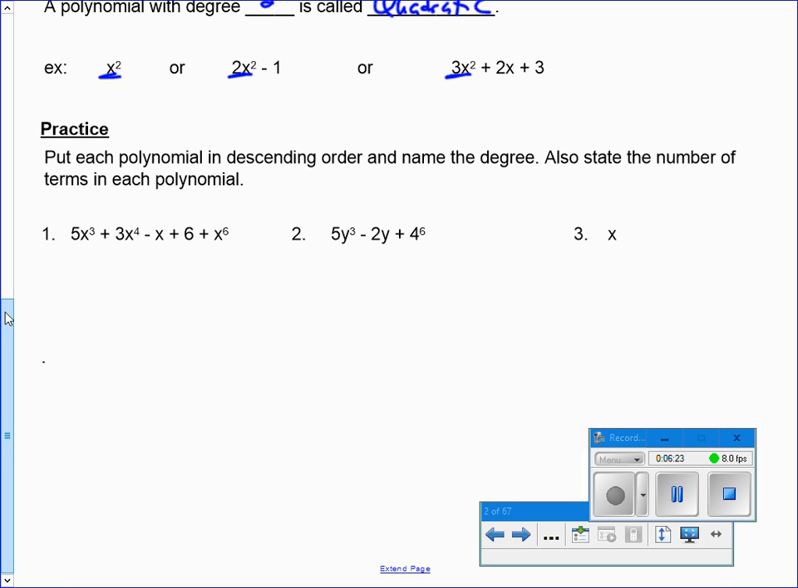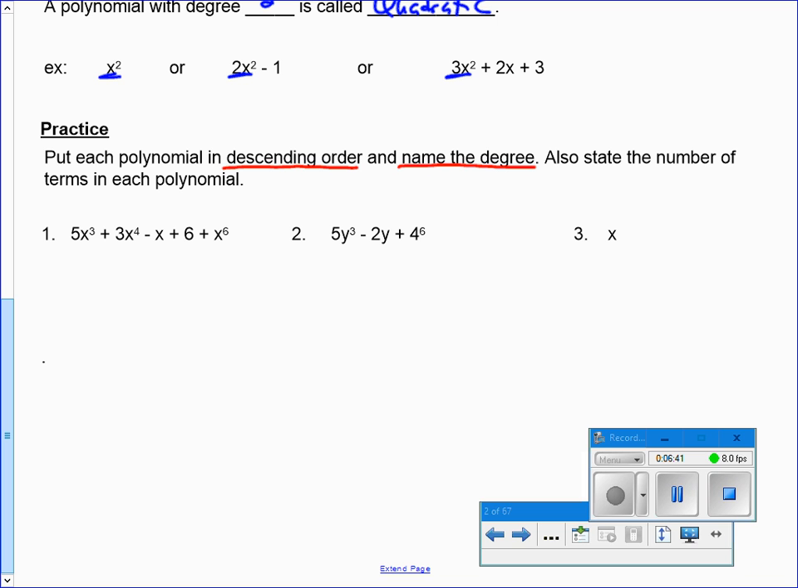Alright, this next part here is for you to practice on your own. I know we went through a lot of vocabulary there, a lot of information, but there's 3 things you want to focus on here. Number 1, always want to make sure to write polynomials in descending order. So start with the highest powers on the left, work down to the lowest powers on the right. Name the degree. Once you put descending order, that's easy.